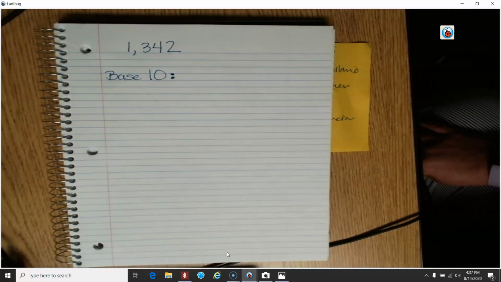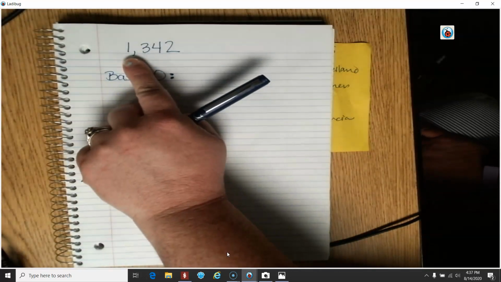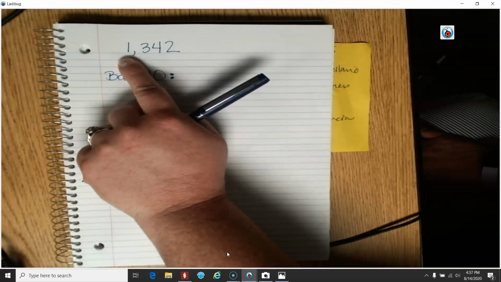So the question said, how can I represent this number, 1,342, with base 10? So what I'm going to do is think of this kind of like an expanded form, and I'm going to draw each place value separately, okay? So I'm going to start with my 1,000, and I have a 1 in my thousands place. We're going to talk more about place value in a few days and learn about some bigger place values than you probably have talked about in school. So this 1,000 is that big cube that you just saw.